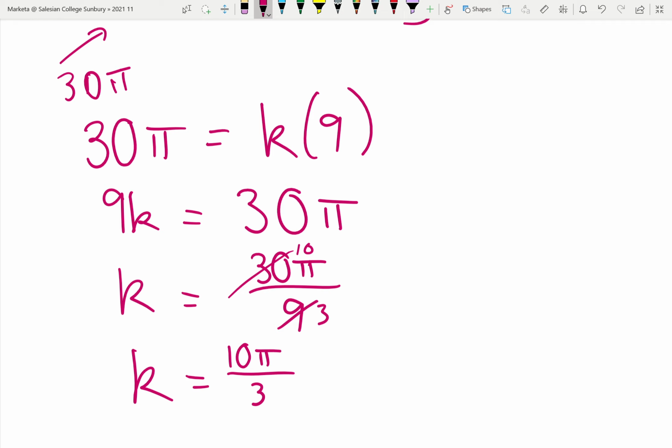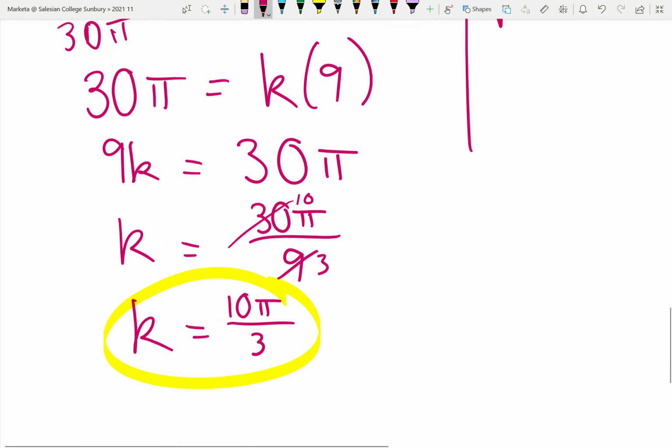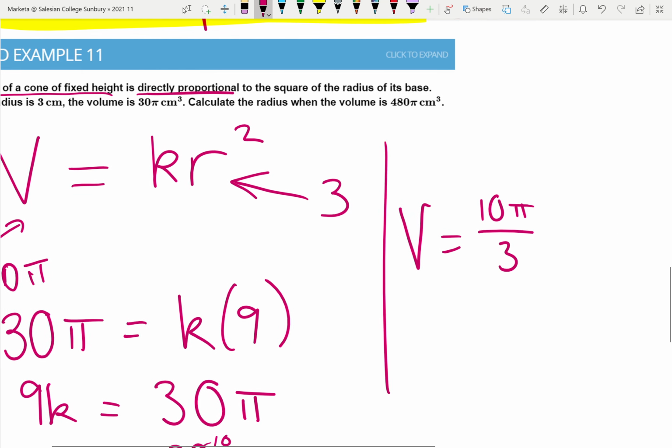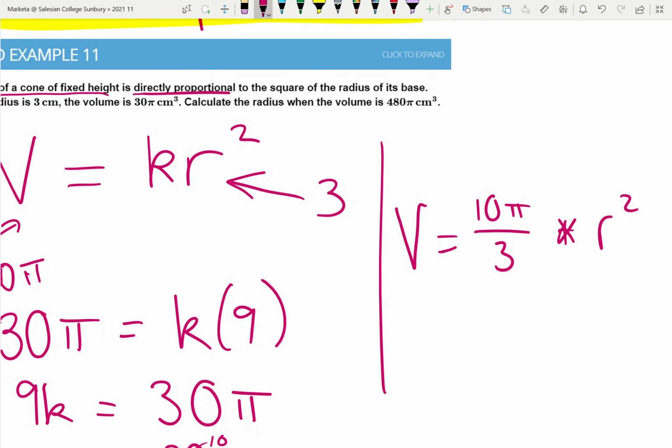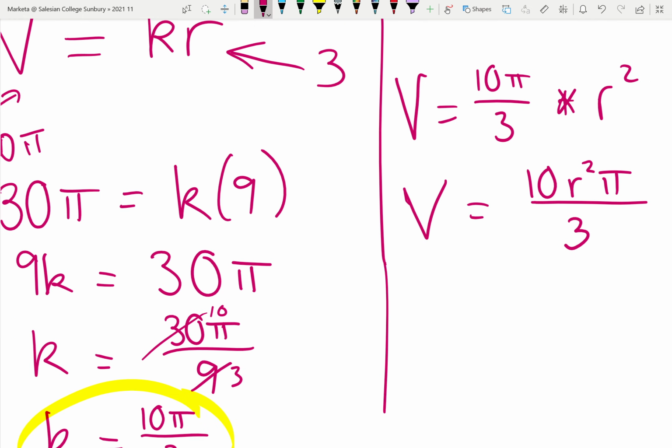So this is not the answer, but it's an important bit of it, because now we know that our formula for the volume is going to be k, which is 10 pi on 3, times r squared. So V equals 10 r squared pi on 3. We've got a formula for the volume. So now it tells us to calculate the radius when the volume is 480 pi centimetres cubed. So I can just sub that in.